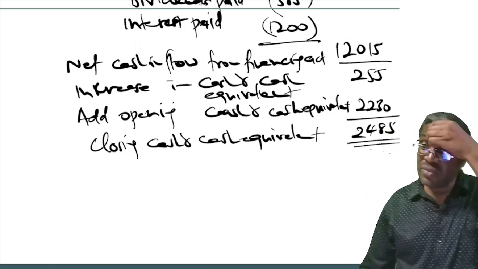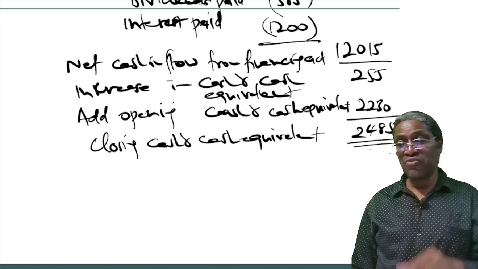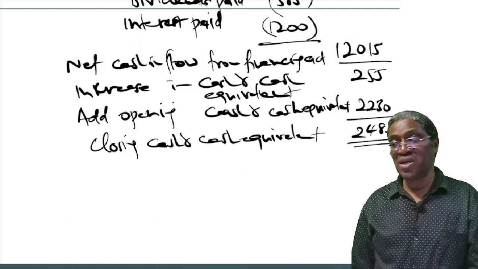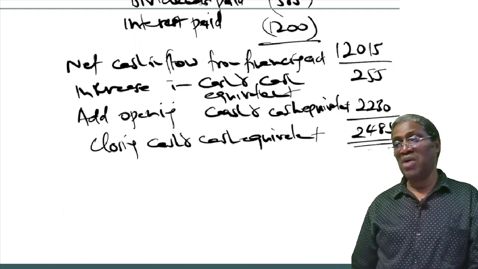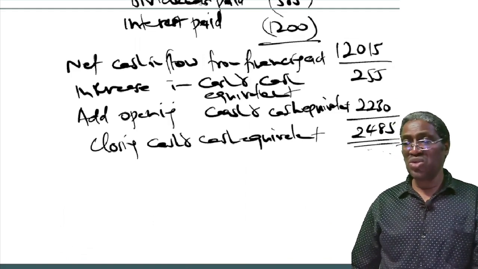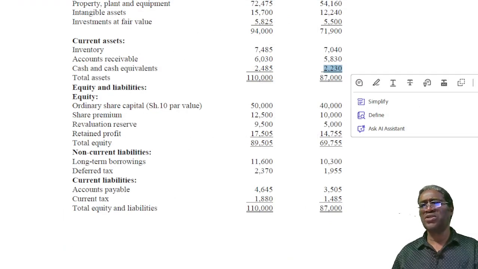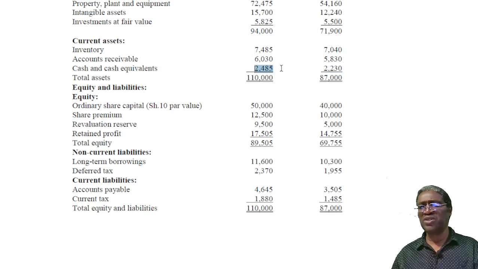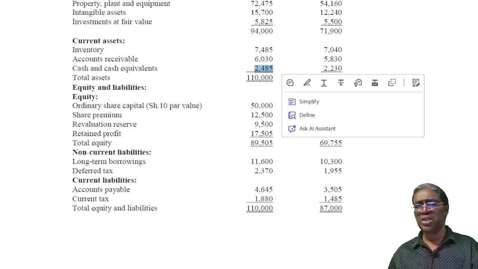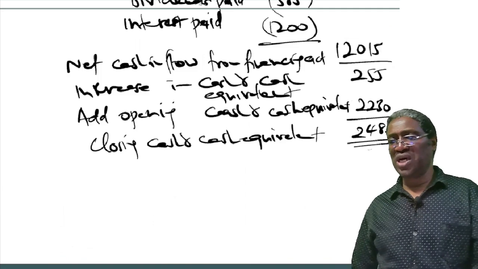So you have to confirm whether it's reconciling with what you are given at the end of this year. Go and confirm whether it's reconciling with our cash balance at the end of this year. We want to confirm whether we have the same 2,485. Good. Same. You can see it in the balance sheet. Come the end of this year, we have a balance of 2,485. It means we have reconciled our cash flow. Good. So we are through with that question now.